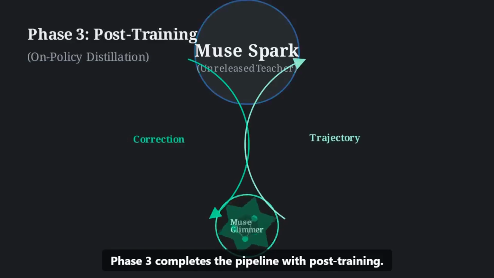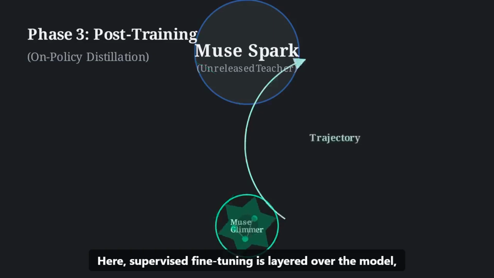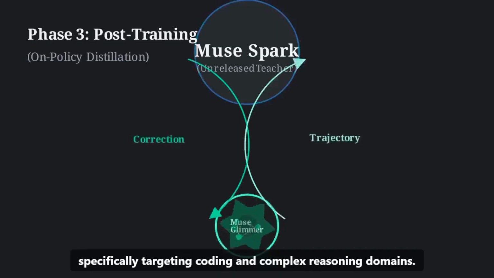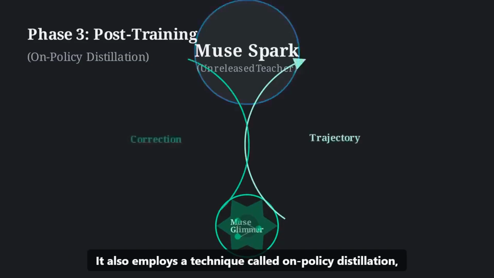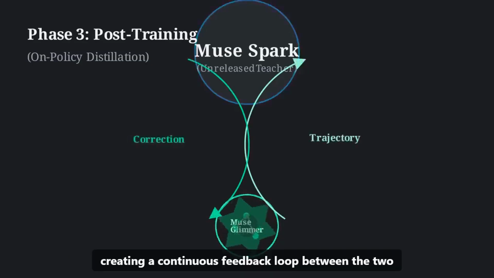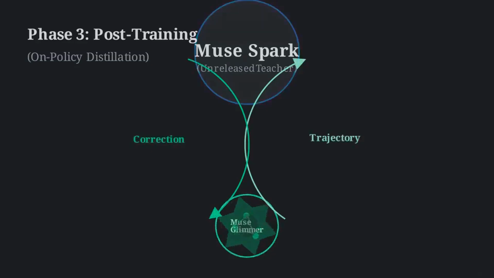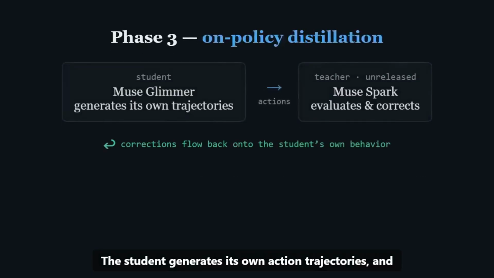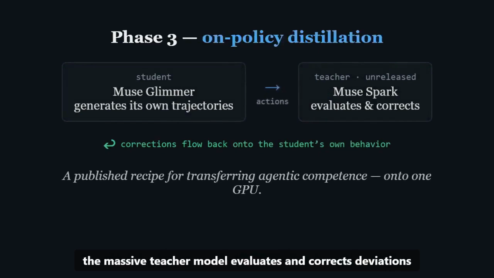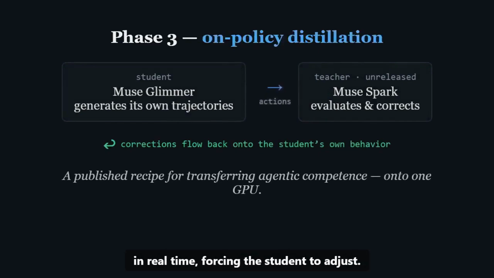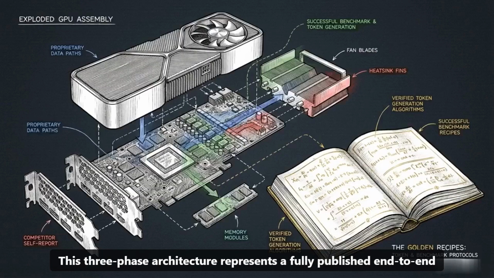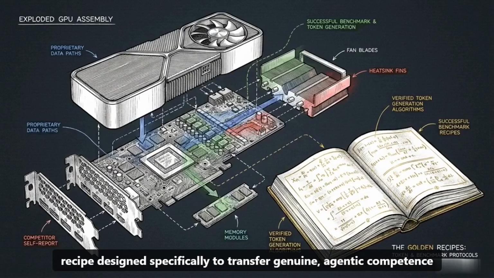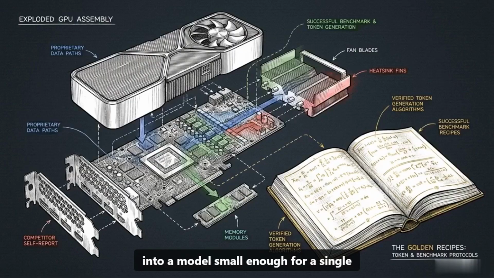Phase 3 completes the pipeline with post-training. Here, supervised fine-tuning is layered over the model, specifically targeting coding and complex reasoning domains. It also employs a technique called on-policy distillation, creating a continuous feedback loop between the 2 models. The student generates its own action trajectories, and the massive teacher model evaluates and corrects deviations in real time, forcing the student to adjust. This 3-phase architecture represents a fully published end-to-end recipe designed specifically to transfer genuine agentic competence into a model small enough for a single GPU.